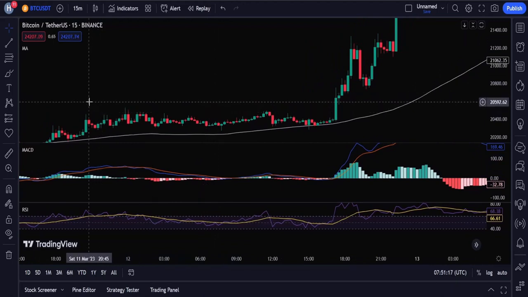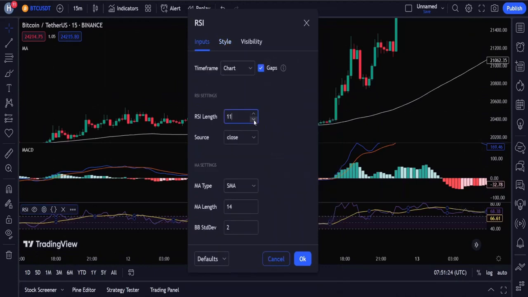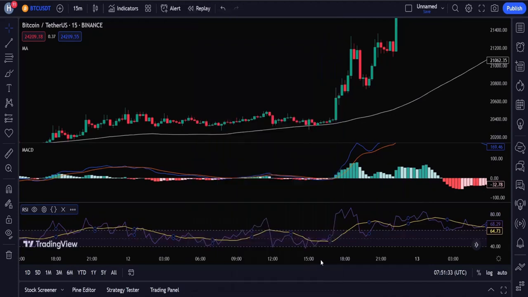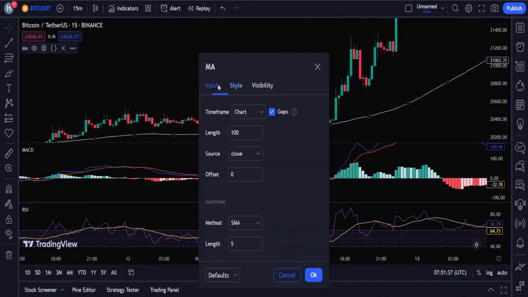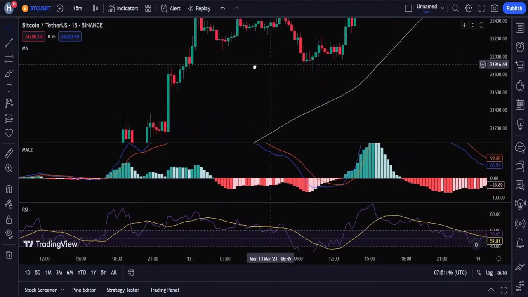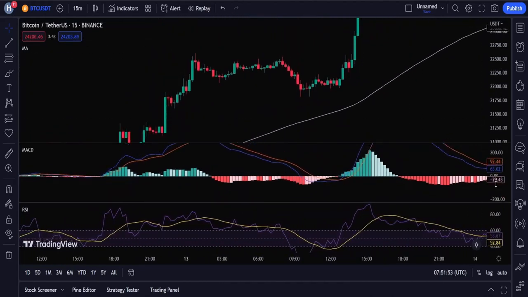In order to fix this, we need to access the settings on RSI and change the length from 14 to 10. We also need to adjust the RSI upper and lower bands to 60 and 40 accordingly. In addition, the moving average length will be changed from 20 to 100. This way, we make sure that minor price fluctuations do not affect the longer-term trend. Once the changes have been made, we can start looking for buy and sell signals.